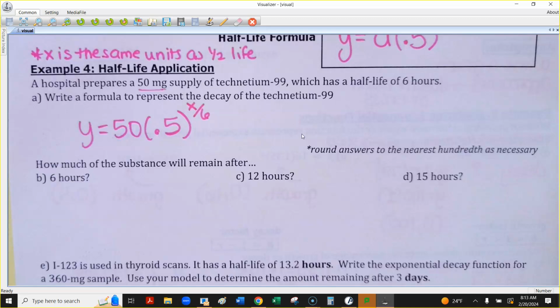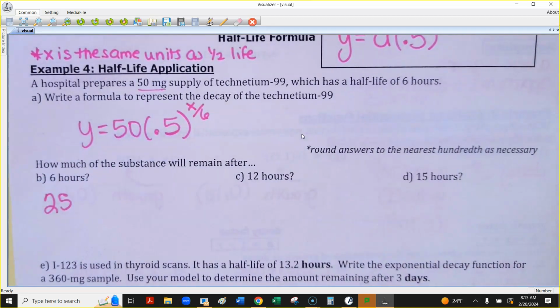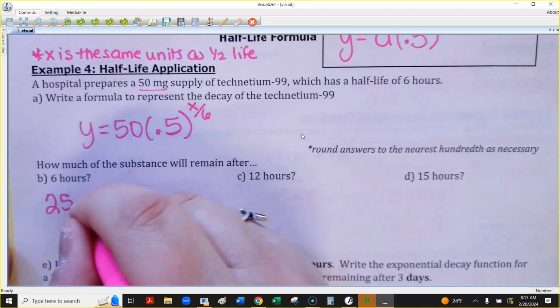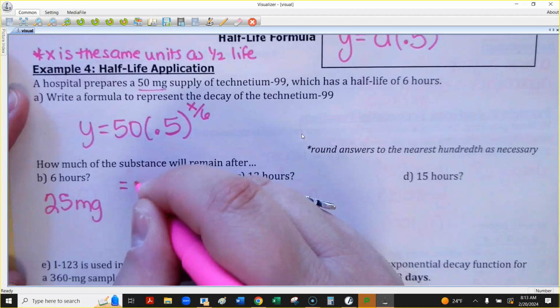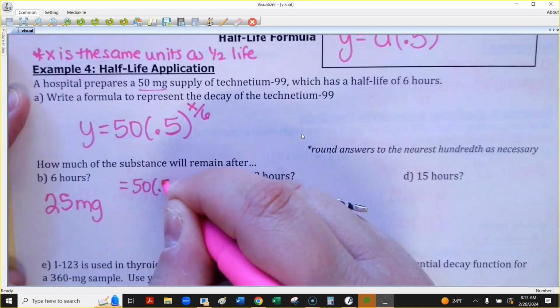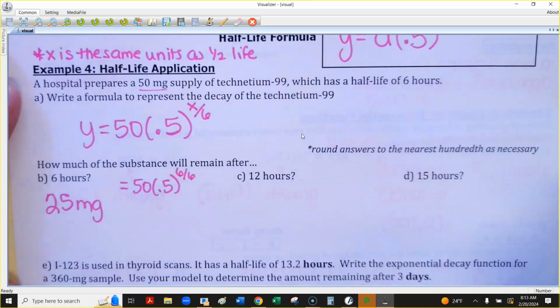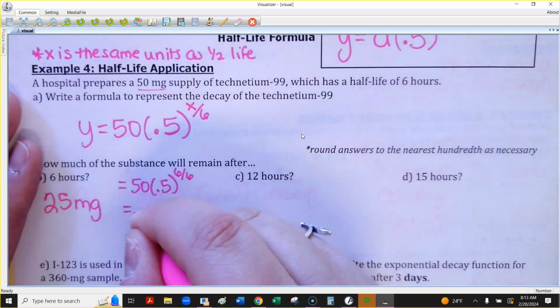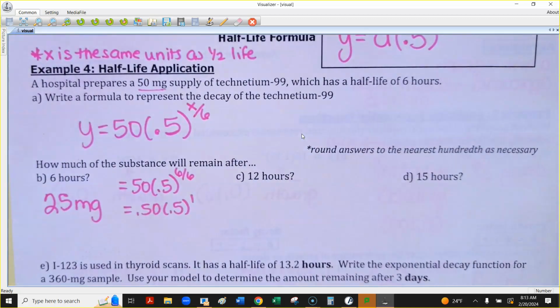25, right? Because in 6 hours, the half-life would cycle one time. So this would be 25 milligrams. This is a nice number. I just want you to think about this real quick. If I were to actually plug that into the formula, that's why the exponent is like this. So 6 over 6. After 6 hours, this would be 50 times 0.5 to the first. It would be 1 half-life, so it would be cut in half one time.